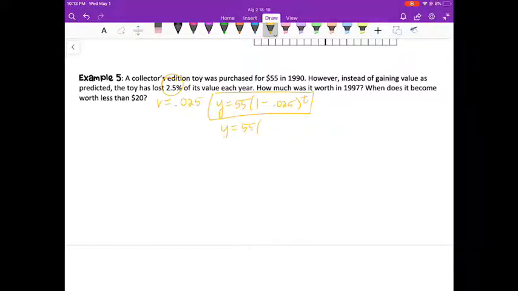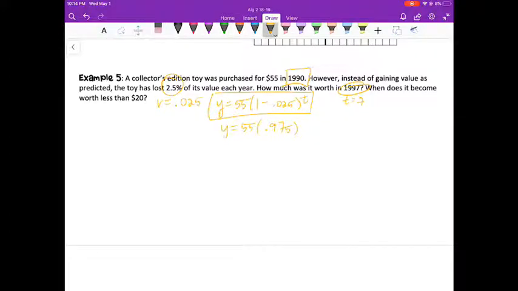So first of all, we can simplify 1 minus 0.025. So we have 55 times 0.975 up to the t power. Now, if we are asked how much it's worth in 1997, remember that is 7 years since we initially started keeping track of this particular toy. So we are going to plug in t equals 7.